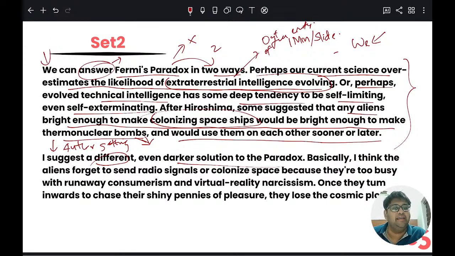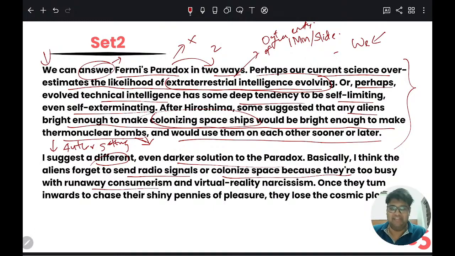Basically, I think the aliens forget to send radio signals or colonize space because they're too busy with runaway consumerism and virtual reality narcissism. Okay, getting to the comical stuff. The inhabitants of other planets are busy with runaway consumerism and virtual reality pleasure.